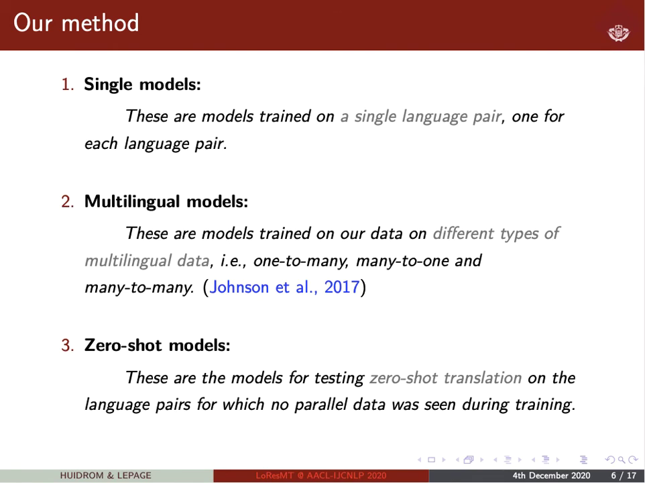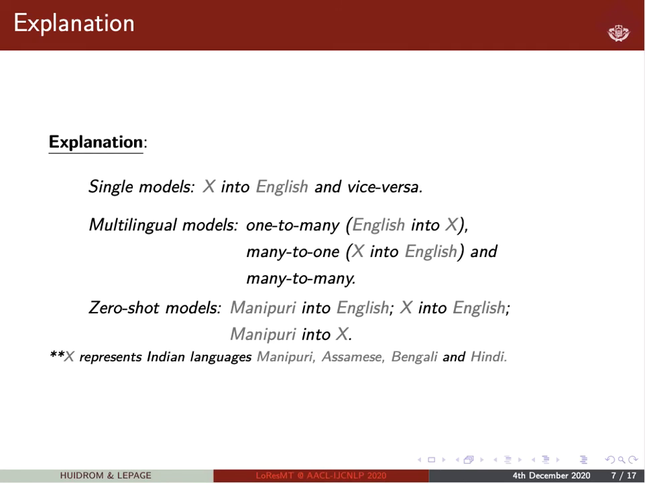Lastly is the zero-shot models. In the zero-shot models, we test zero-shot translation on language pairs for which no parallel data was seen during the training. A brief explanation of what I just said. Single models: you have a language, say X, and since our corpus is Indian languages with English, in our case it will be some language X with English. Our single model translates language X into English and English into language X.